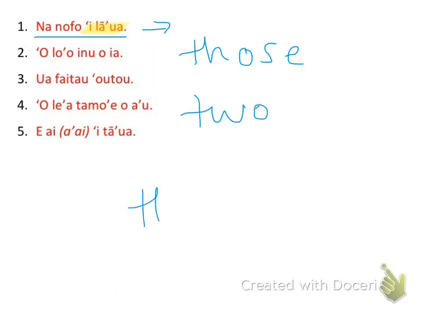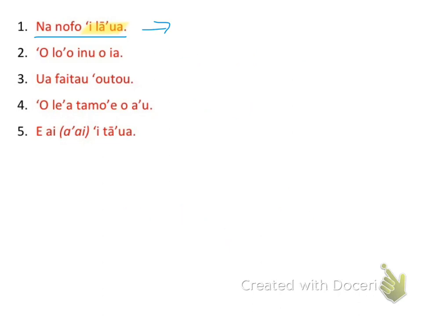Those two, or they two people. All right, so that is the first little phrase. So those two sat is the first phrase. Now the second phrase, again, the very first thing that I read is 'o lo'o', and all I know is it's happening currently right now.